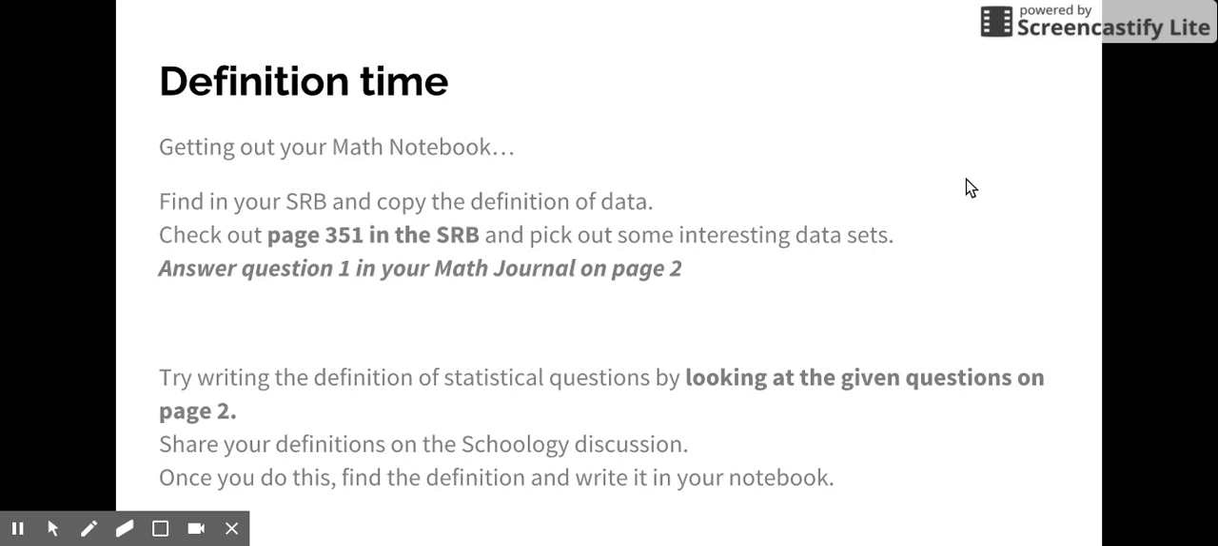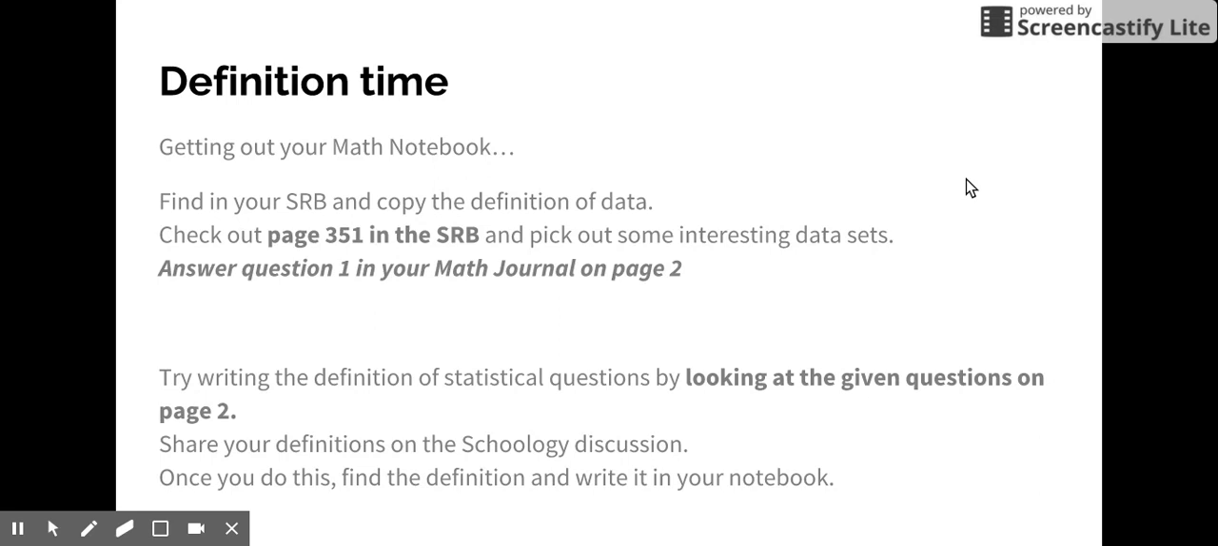Next, I want you to look at the questions that are given on page 2, and I want you to come up with your own definition of what a statistical question is. Once you've done that, I want you to share your definitions on the Schoology discussion. Once you've shared your definition, you're going to find the actual definition in your textbook and go ahead and copy that down into your notebook.